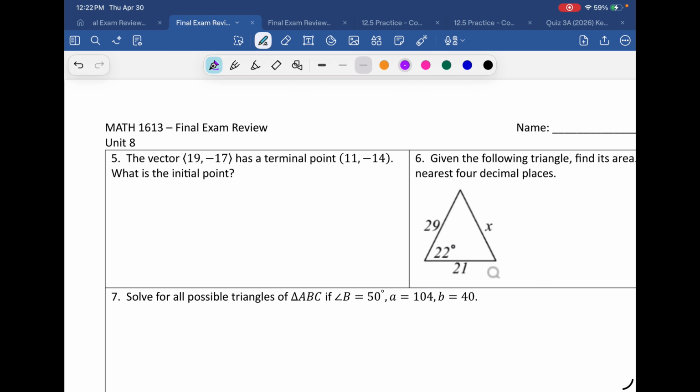Okay. Vector 19, negative 17 has terminal point 11, negative 14. What is the initial? And our vector is terminal minus initial. I've got the vector. We're still missing the initial.